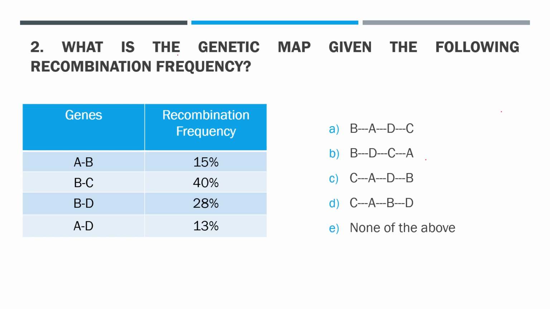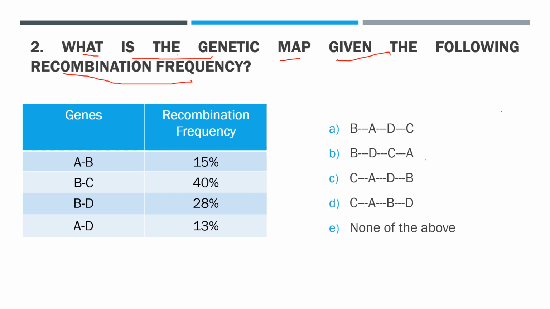So now let's go together and answer this question. It's very similar to the previous one, but the difference is that instead of 3 genes, we have 4. Okay, so let's read it together. What is the genetic map given the following recombination frequencies?